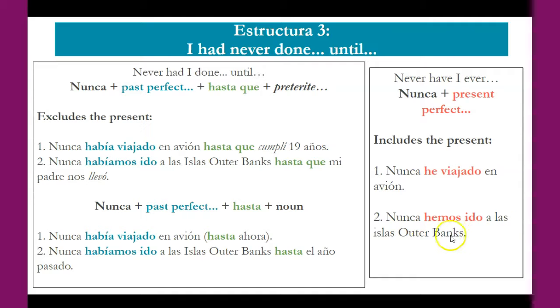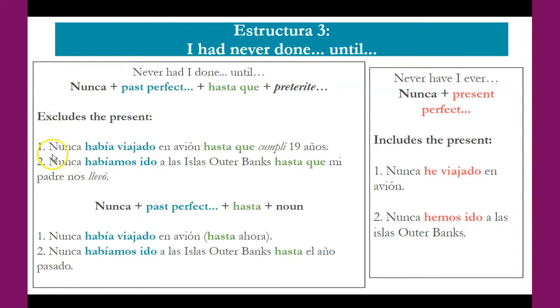Nunca hemos ido a las Islas Outer Banks. That means that you have never gone there in the past, and that you are not there either in the present. So you're just saying that you have never done it in the past and neither in the present, so it's including the present. But with the past perfect, you are saying that you had never done something until something else happened in the past, and now obviously that status changed.